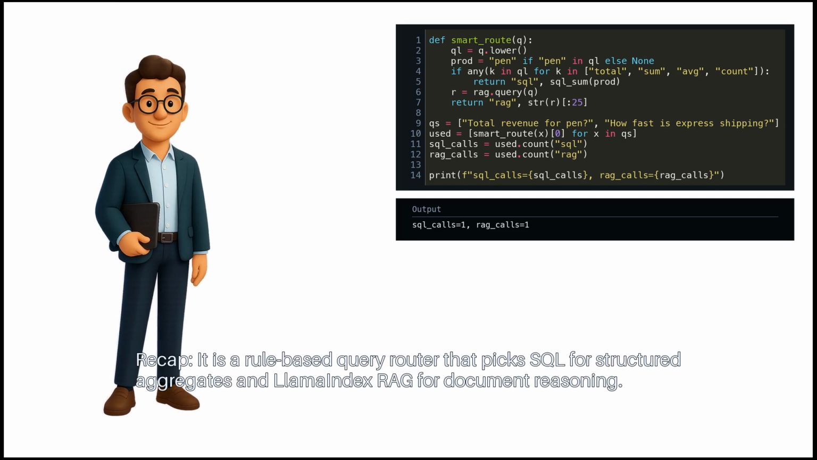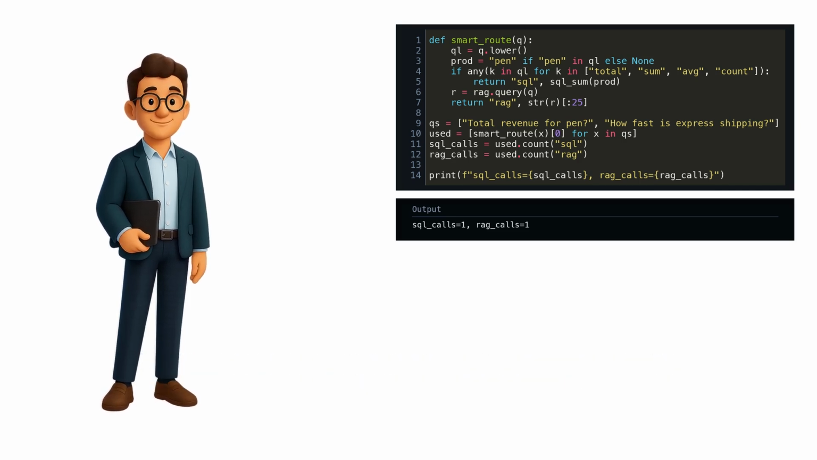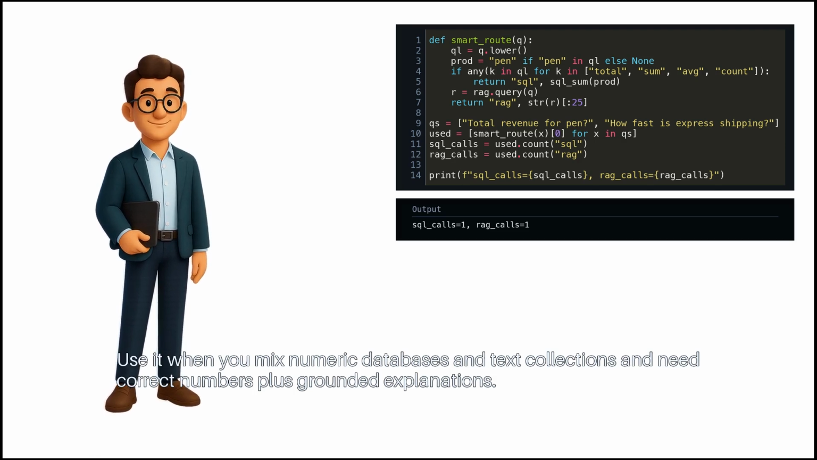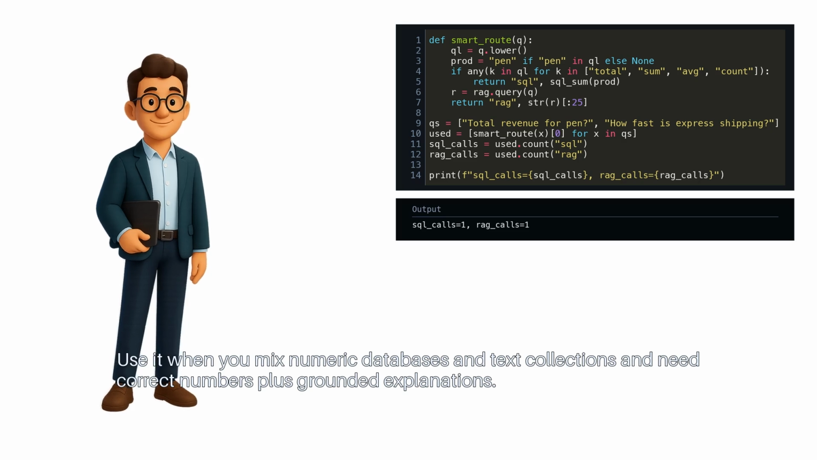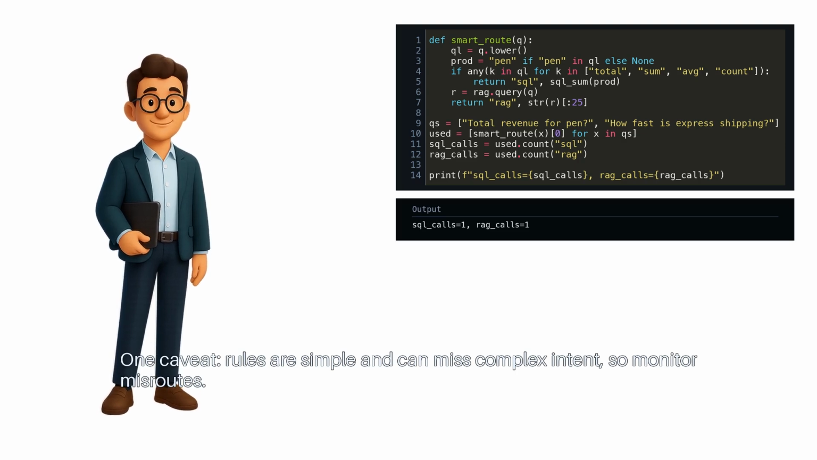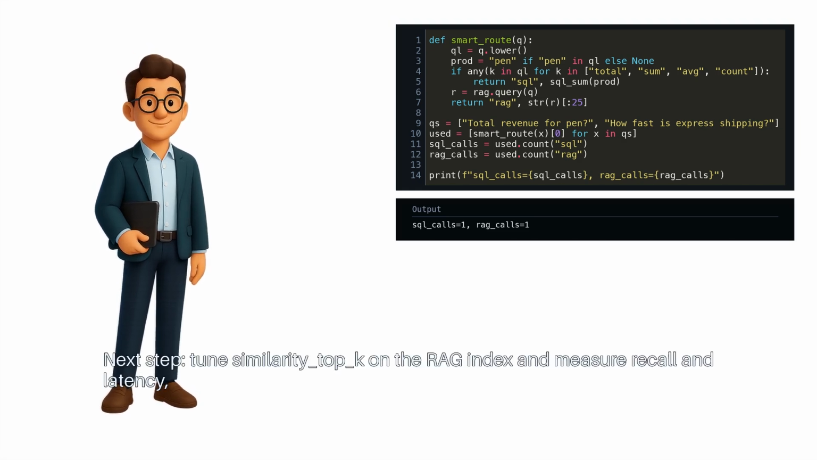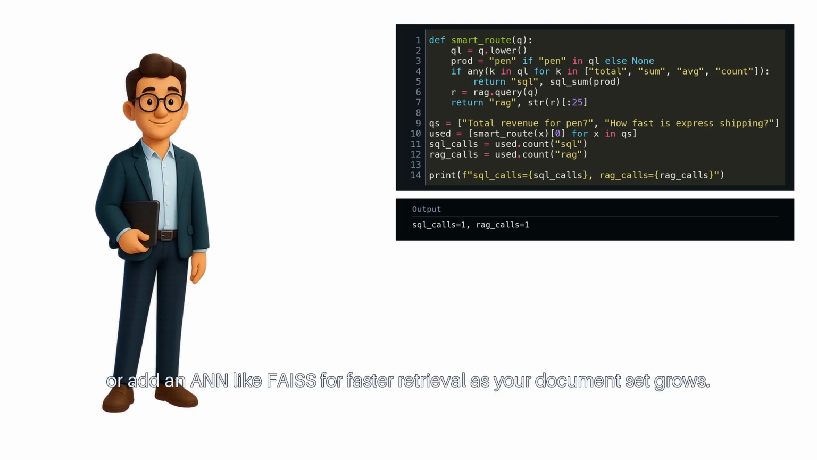Recap: it is a rule-based query router that picks SQL for structured aggregates and LlamaIndex RAG for document reasoning. Use it when you mix numeric databases and text collections and need correct numbers plus grounded explanations. One caveat: rules are simple and can miss complex intent, so monitor misroutes. Next step: tune similarity_top_k on the RAG index and measure recall and latency, or add an ANN like FAISS for faster retrieval as your document set grows.